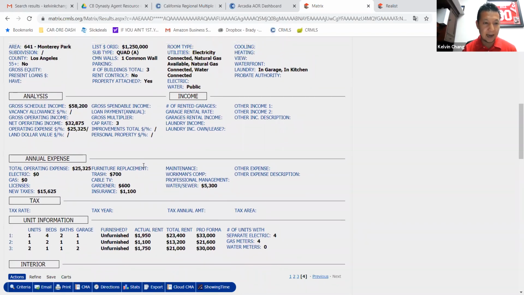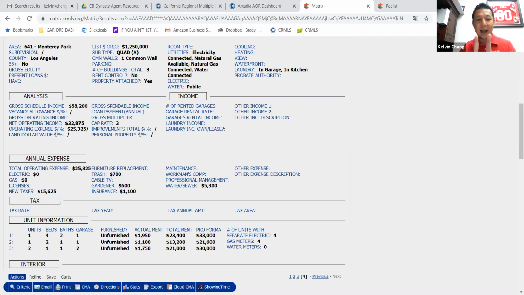But I look at their expenses and I take them at face value. And this is where you as an agent can really add a lot of value, analyzing what their expenses are. So annually, this is what they are declaring to the public: they pay $25,000 in property taxes, $700 in trash, $600 for their gardener, $1,100 for their property insurance, and $5,300 in water and sewer fees. Altogether, that should add up to $25,000 for the operating expenses.